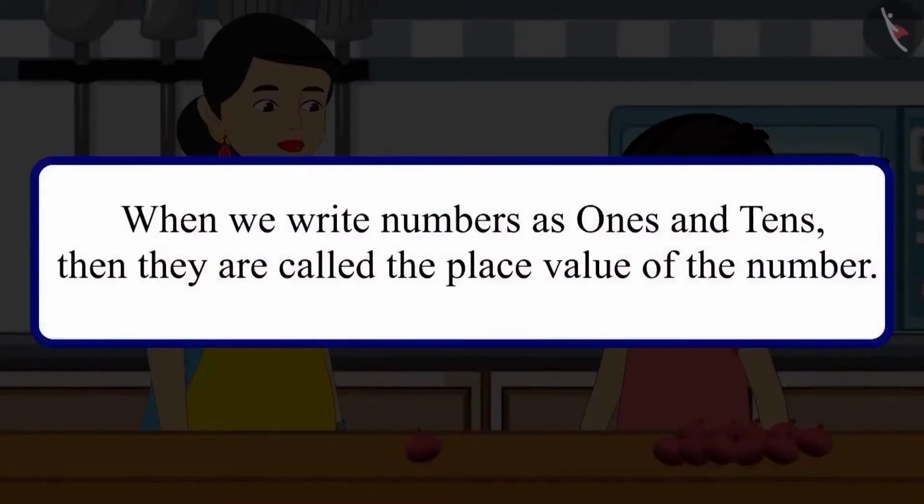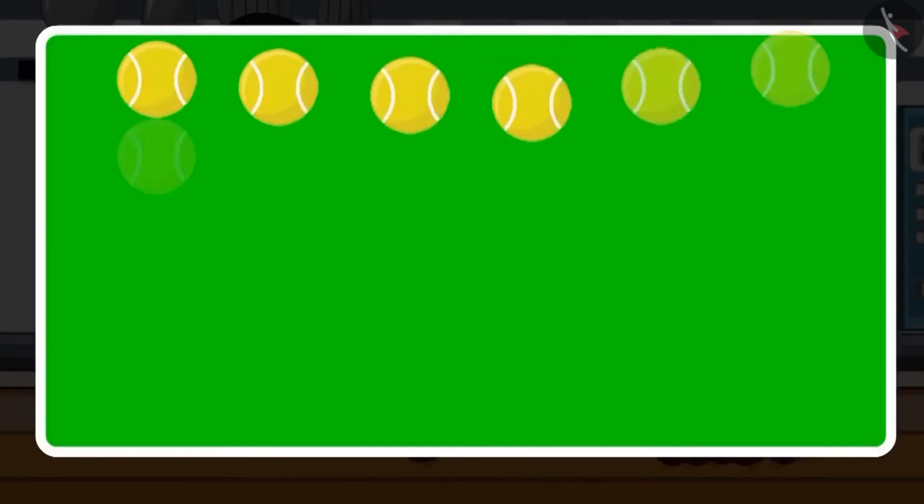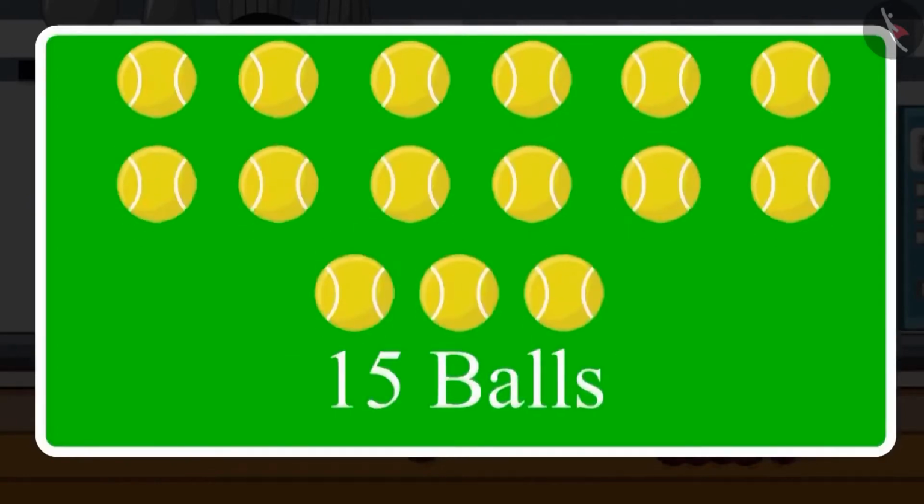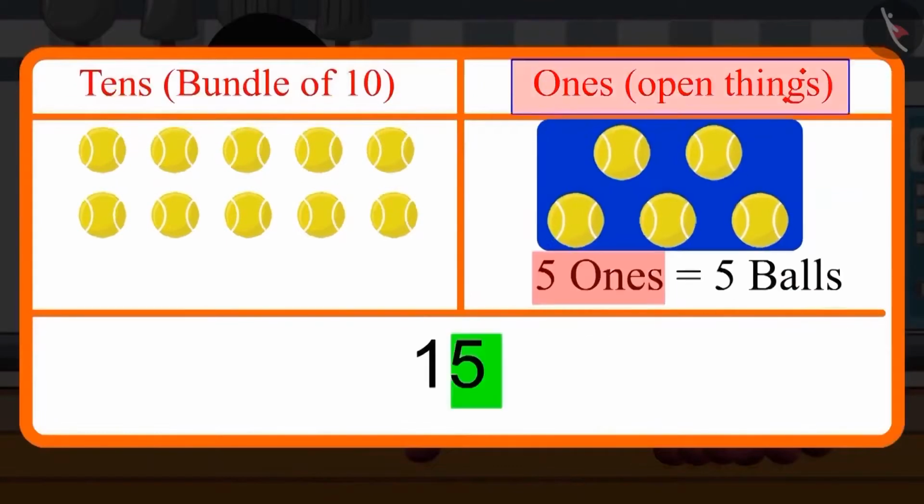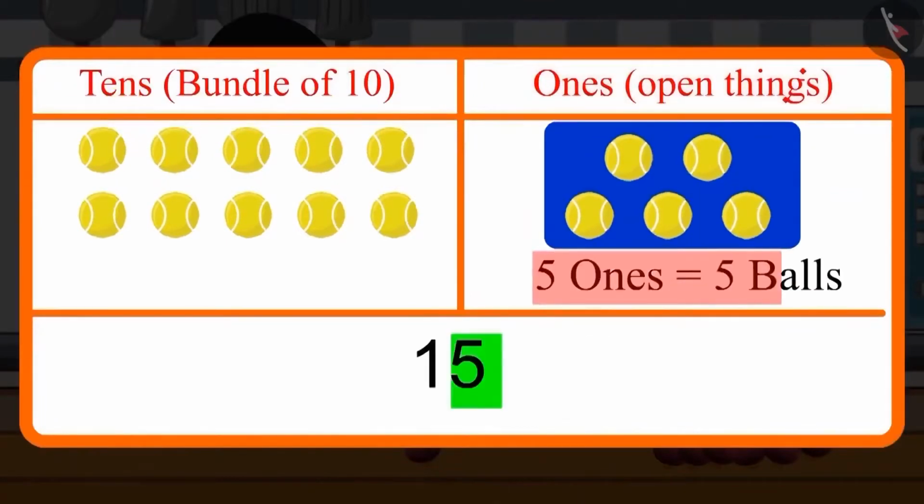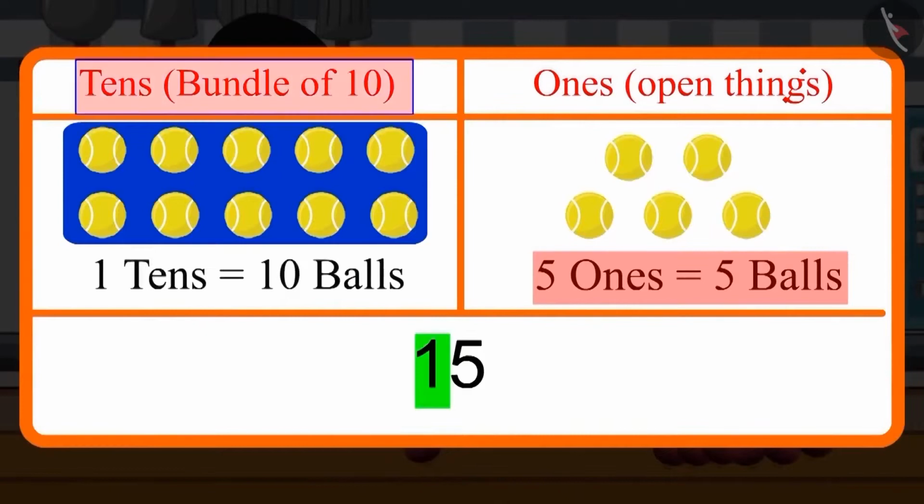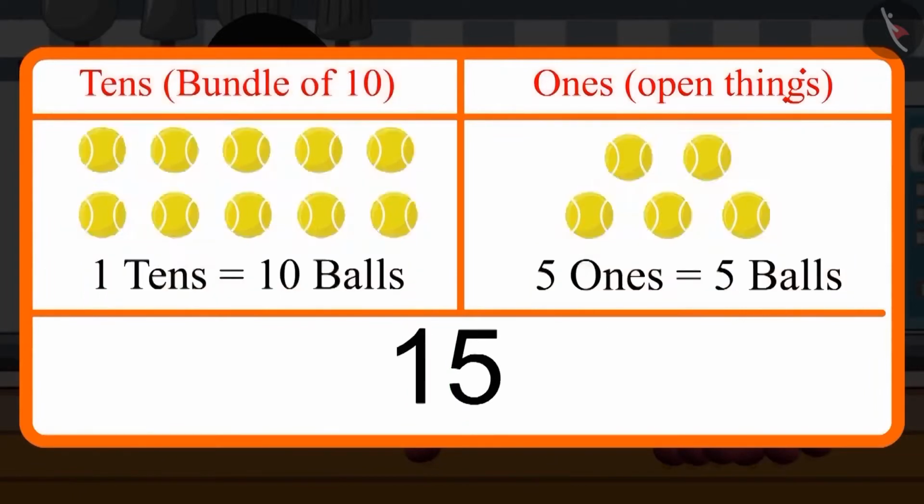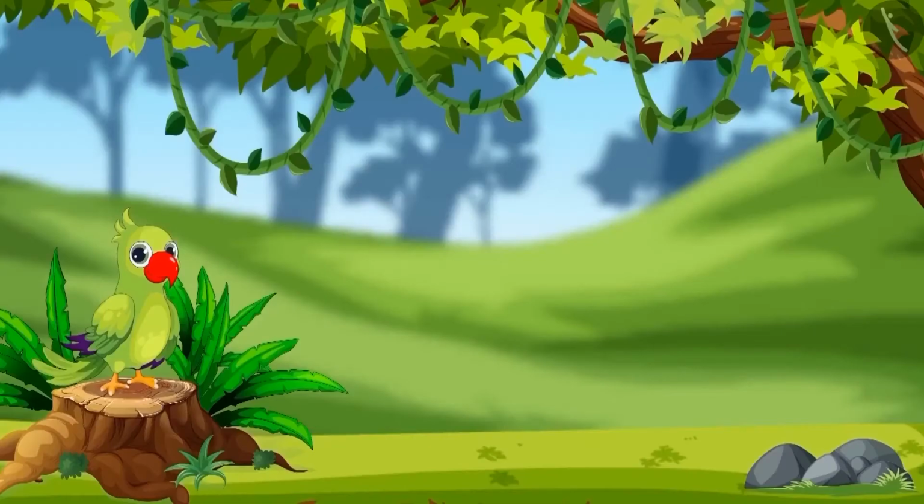So children, do you know that when we write numbers in ones and tens, then we call them the place value of the numbers? For example, if I have 15 balls with me, then in this 15, the place value of 5 is 5 ones, which means 5 balls, and the place value of 1 is tens, which means 10 balls. So the total is 15 balls.